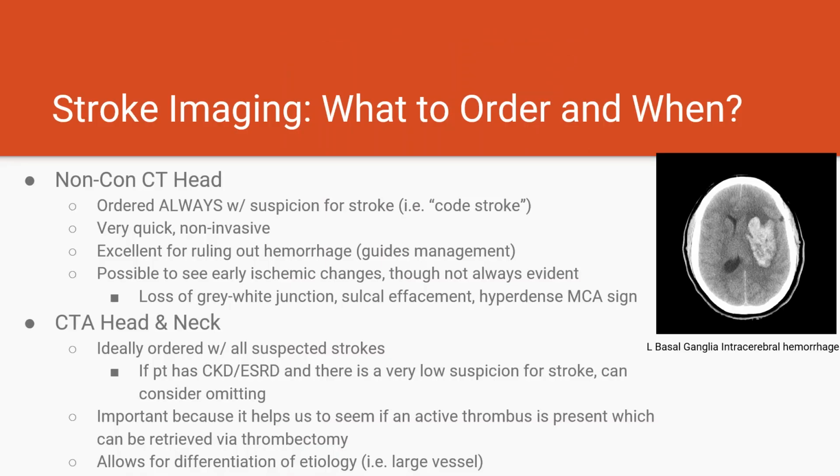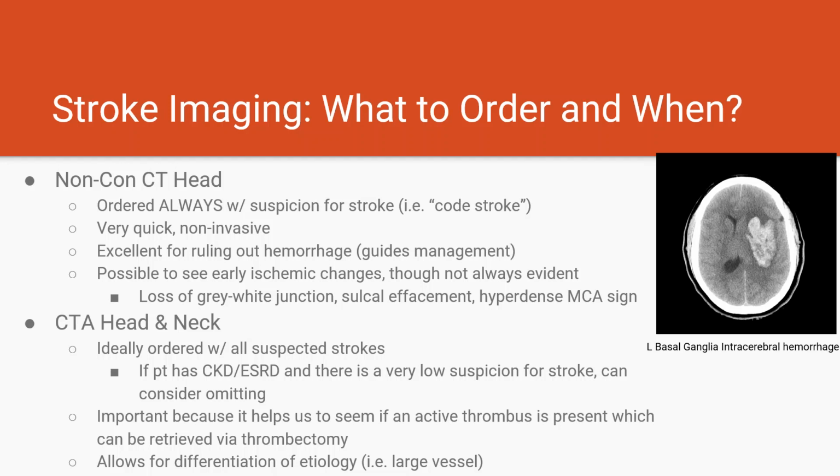So as the history, physical, and labs that we just discussed are being obtained, the patient should be rushed to the CT scanner. A non-contrast head CT is always the first test ordered with a suspicion of stroke, as it's quick and non-invasive and tells us a lot. Most importantly, it will rule out intracranial bleeds, such as this left basal ganglia ICH in this picture. However, the CT is also really good at ruling in early ischemic stroke.